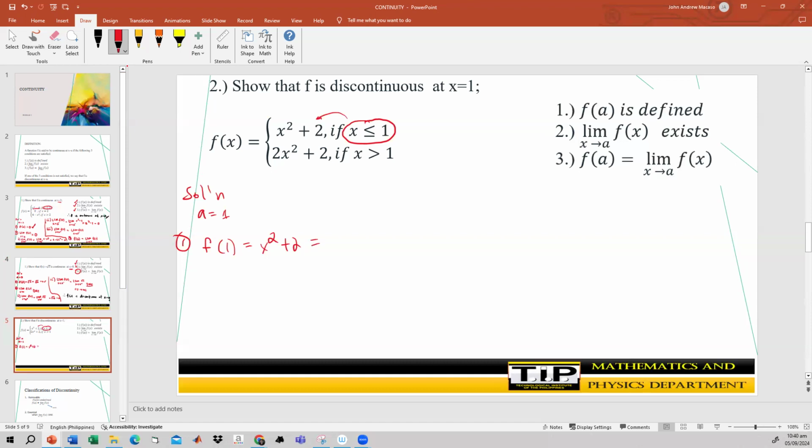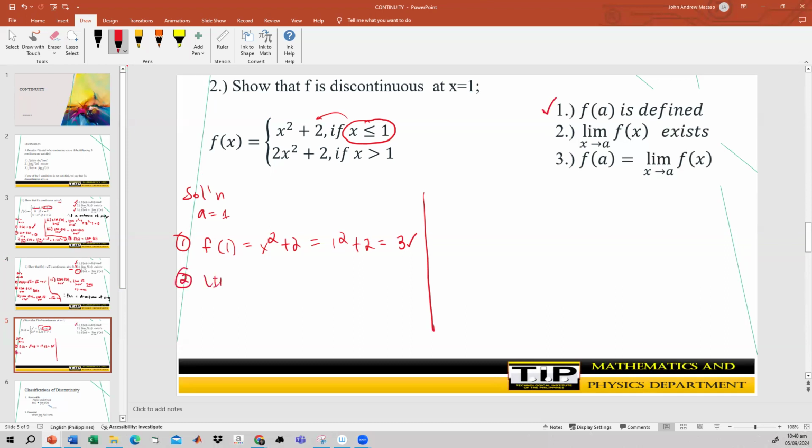That's the reason. Once you substitute the value, this will become 1 squared plus 2, which is equal to 3. So does the function value exist? Of course, yes, and the value is 3. So the first condition is being satisfied. Okay, how about the second one?